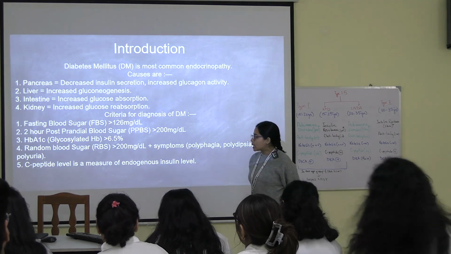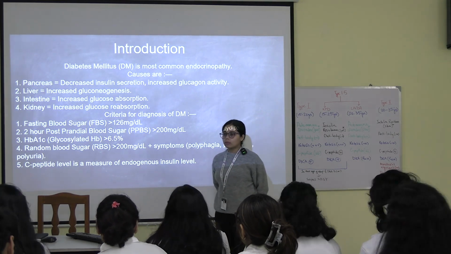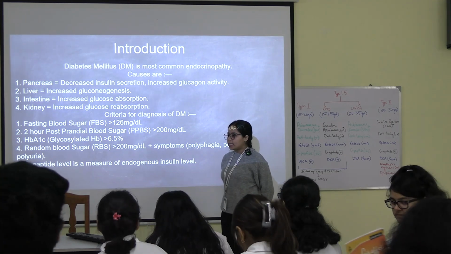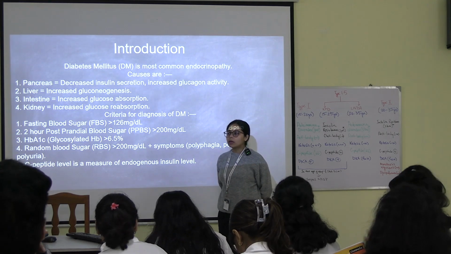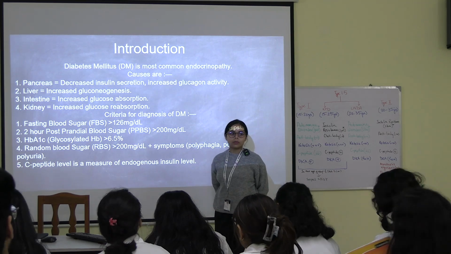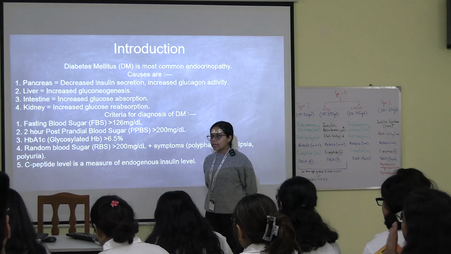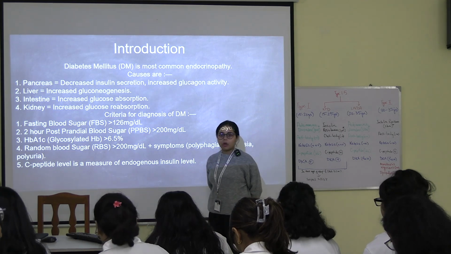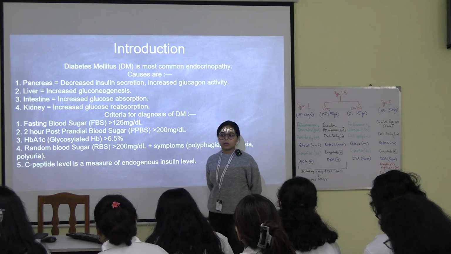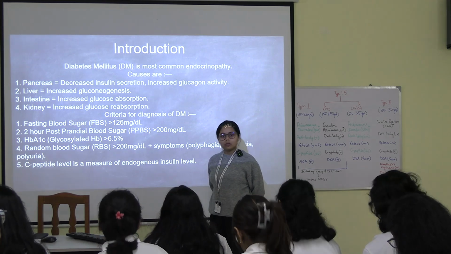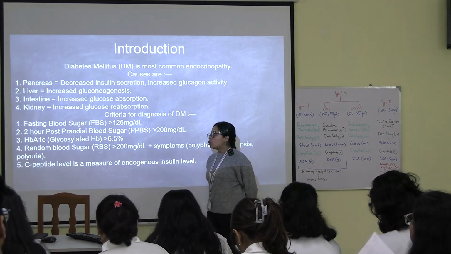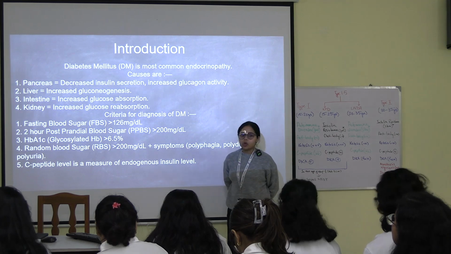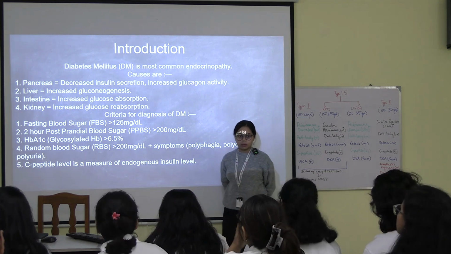Now, do you know what glycosylated hemoglobin is? Glycosylated hemoglobin means when glucose particles bind with the RBCs. Now, what is the lifespan of an RBC? 90 to 120 days, 3 to 4 months. So HbA1c is the average of 3 to 4 months of blood sugar.